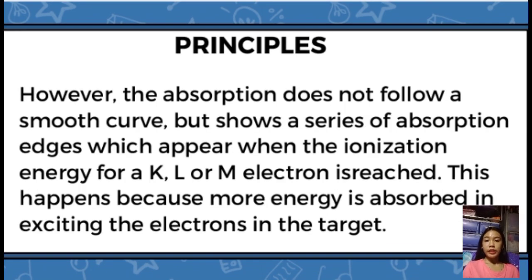Next, nonlinear absorption behavior. X-ray absorption does not occur in a continuous manner. Instead, it displays distinct absorption edges. These edges appear when the ionization energy for electrons in specific shells, like K, L, or M, is reached, leading to increased energy absorption for electron excitation.